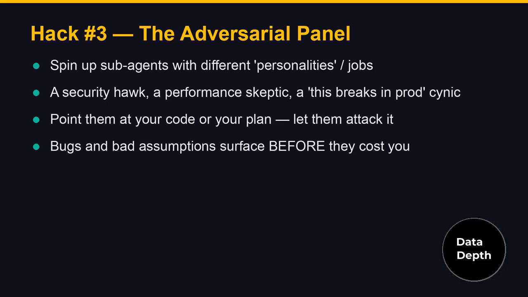Hack 3, the advanced one, adversarial panels. Instead of one agreeable assistant, you spin up a team of subagents, each with a different job and personality: a security hawk, a performance skeptic, a cynic whose whole role is to argue this will break in production. You point them at your plan or your code and let them attack it. Real weaknesses surface before they cost you, because you've replaced one yes man with a room full of professional critics. The best engineers don't ask the model if their code is good. They build a panel that tries to prove it's bad.